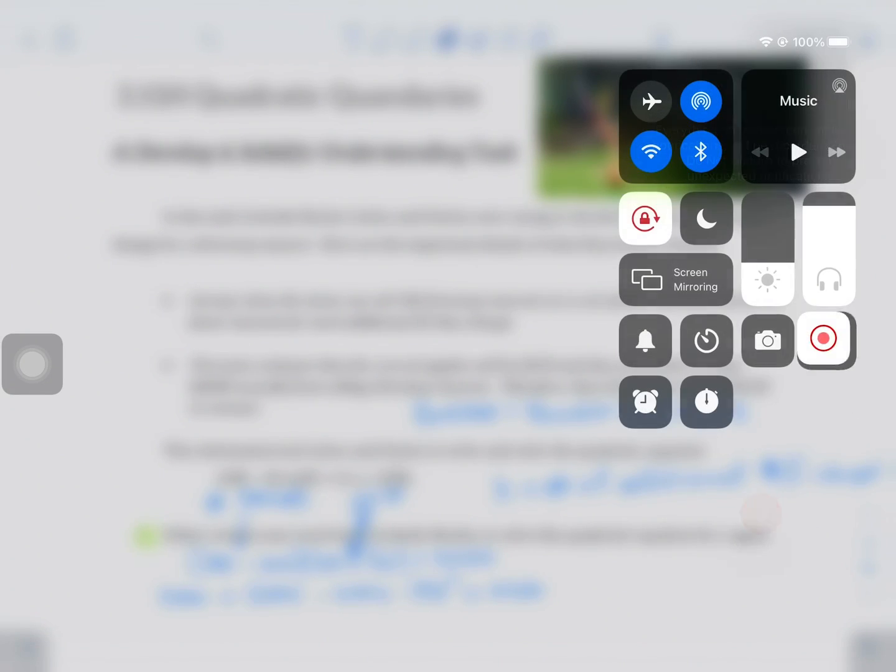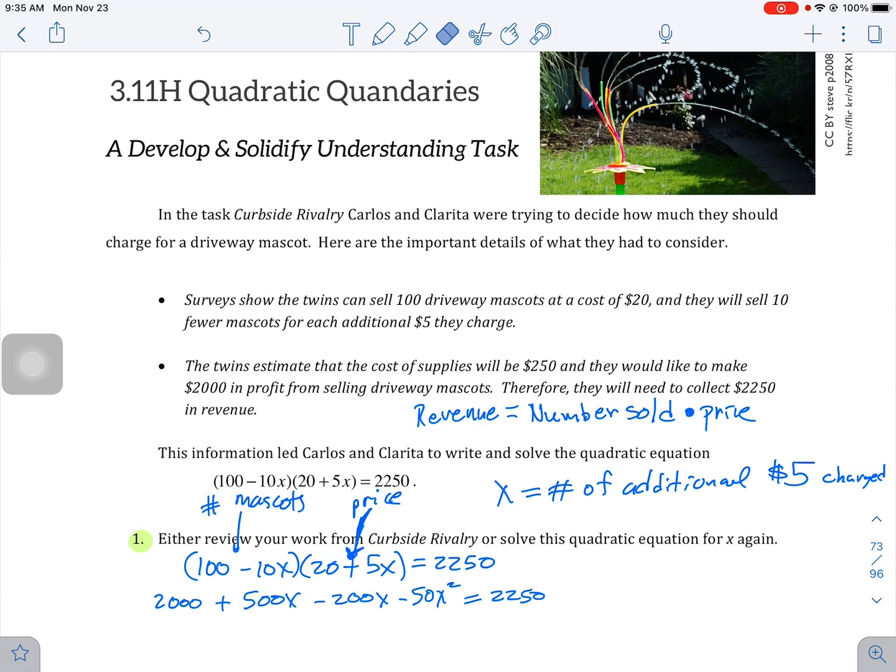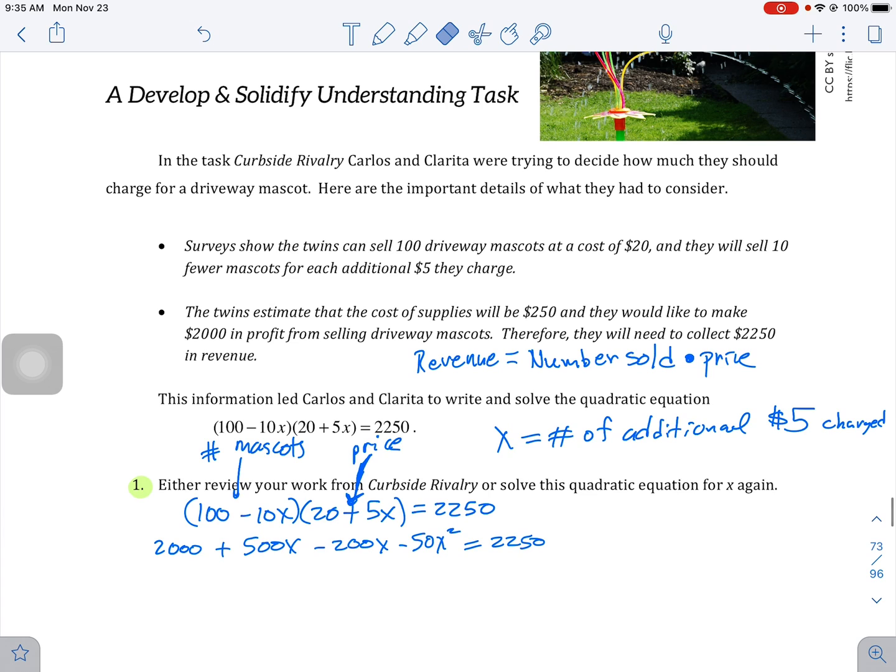Welcome. Let's take a look. This is 311, and it's called Quadratic Quandaries, and we're looking at a quadratic equation that we're going to solve.